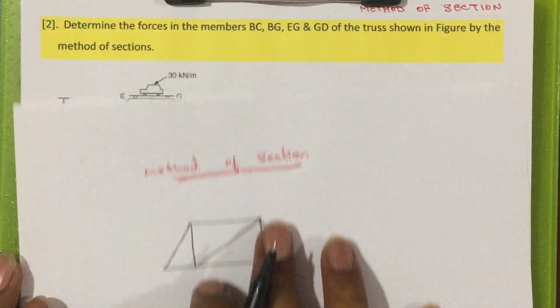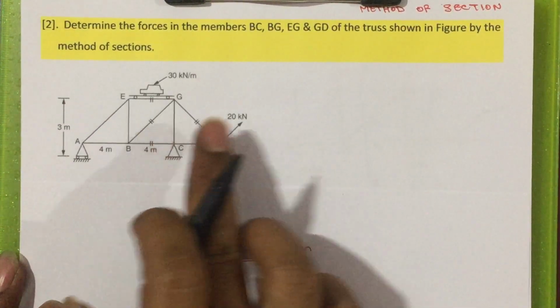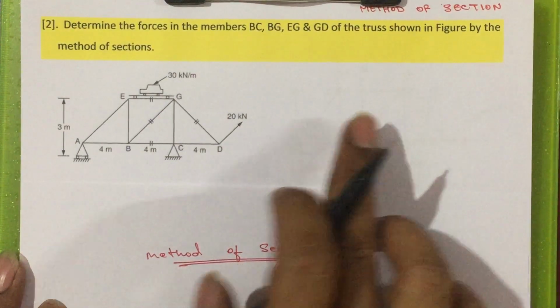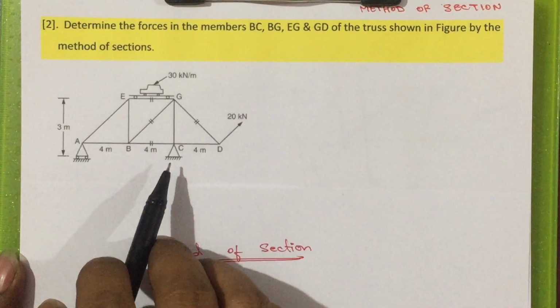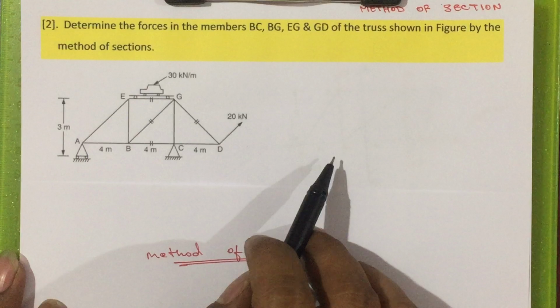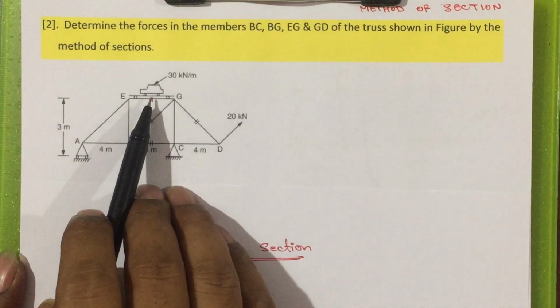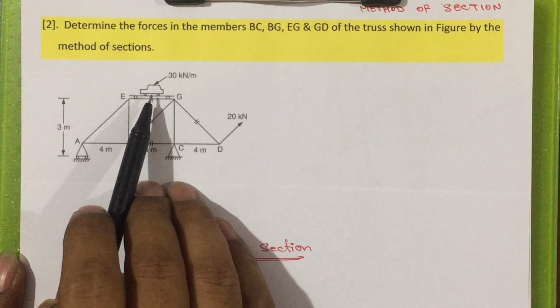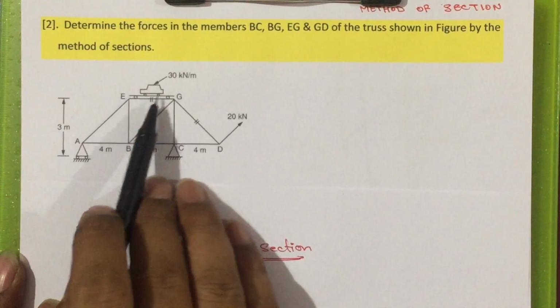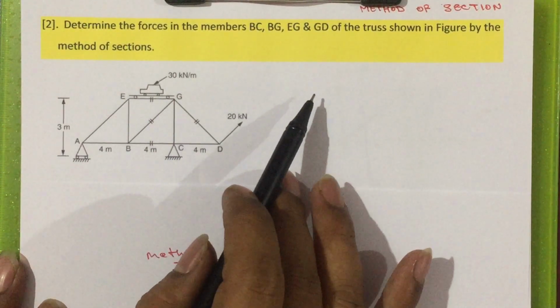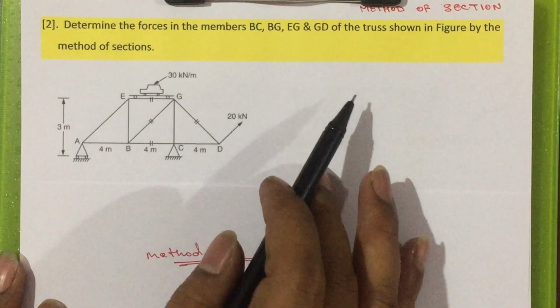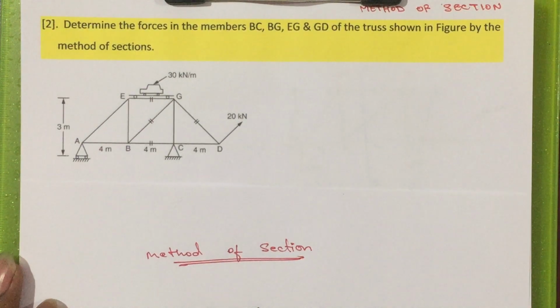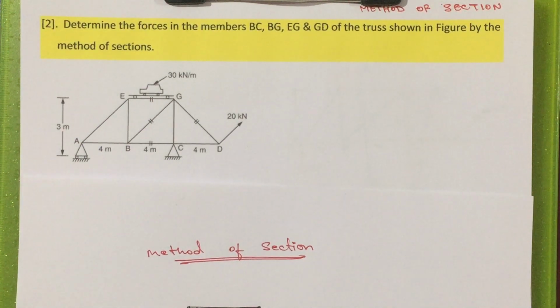Suppose this is the given diagram, we are going to draw the free body diagram, nothing but the same diagram, but the supports will be replaced by support reactions. If other than point loads a UDL is given, that should be converted into point loads and should act only at the joints. Then we will go with the static determinacy, then support reactions, then method of sections.